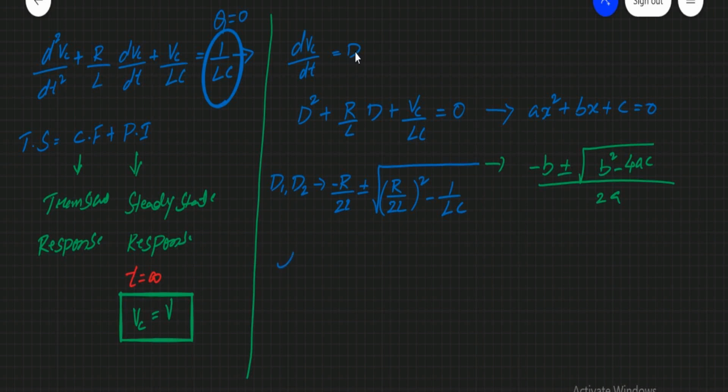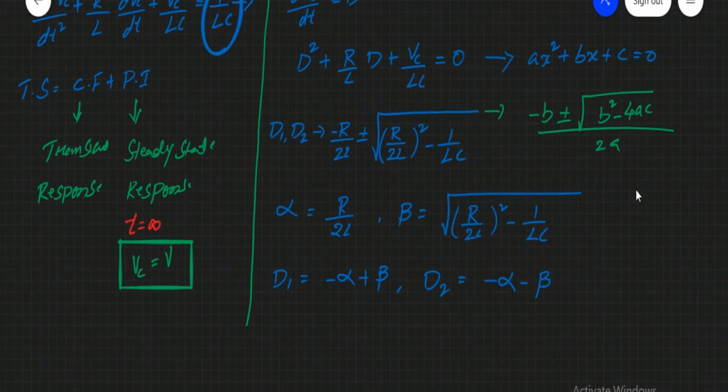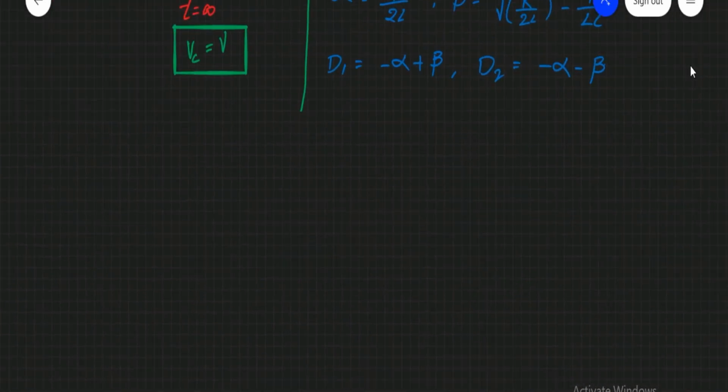Let us consider alpha is equal to R by 2L and beta is equal to under root of (R by 2L) whole square minus 1 by L into C. So from this we can write D1 is equal to minus alpha plus beta and D2 is equal to minus alpha minus beta. So these are the factors for this differential equation. Now we are going to see some cases.